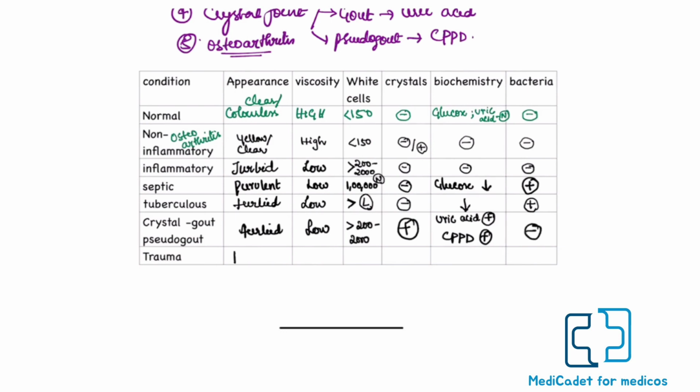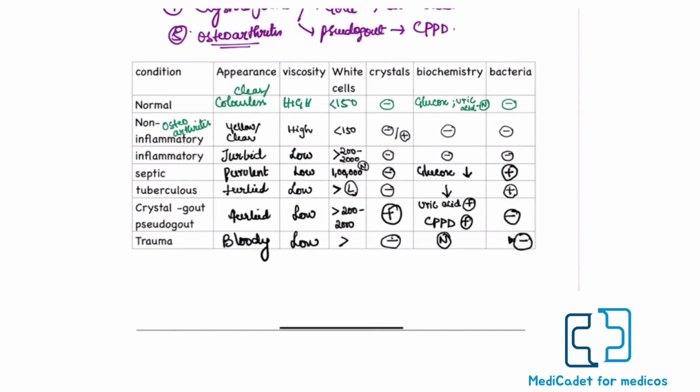And coming to trauma, this is bloody, low viscosity, increase in cells, right? There are no crystals, and sometimes the glucose and so on could be normal, and there is no bacteria. Right? So this is how you come to a diagnosis with your synovial fluid analysis. So whenever you see just a bloody discoloration, red in color with a lot of RBCs in the synovial fluid, then you conclude this as traumatic effusion. This is hemarthrosis. This is hemarthrosis.